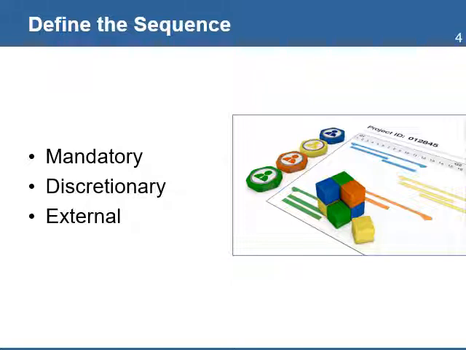The next one is discretionary. The sequence of activities is flexible. And external, in which the sequence of activities depends on factors outside the control of the project. For example, a dependency that another project completes an activity and delivers an output the project will use.